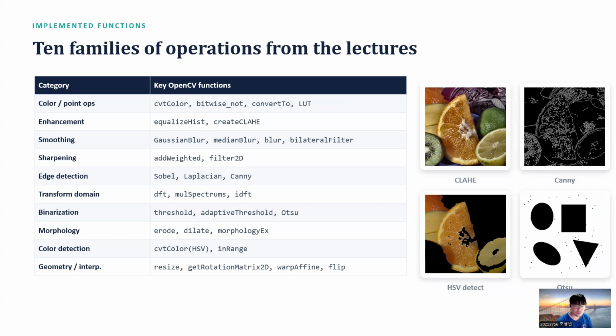This table is the full catalog of what is implemented. 10 families of operations, every one of them from techniques we covered in class. Color and point operations, contrast enhancement, 4 smoothing filters, 2 sharpening methods, 3 edge detectors, frequency domain filtering with DFT, 3 binarization methods, the 4 morphology operations, HSV color detection, and geometric transforms with interpolation modes. The thumbnails are a quick preview. Let me show a few properly.